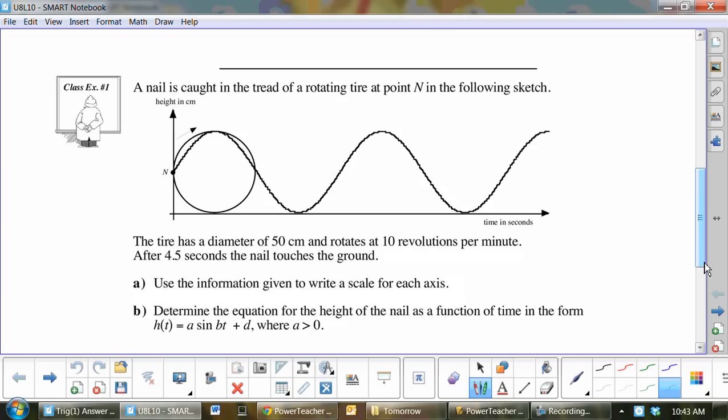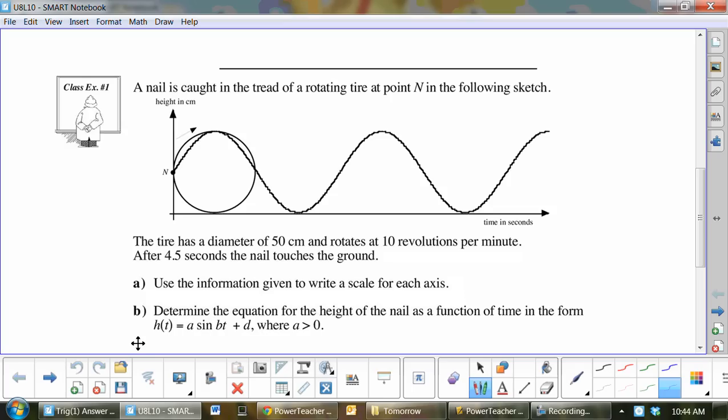So here is a tire, okay, and it has a nail in it, and every time it's just going around and around. If you've ever had a rock in your tire and you're going kind of slow, you'll hear it go tick, tick, tick, tick every time. Okay? That's what we're talking about here. Same thing. Picked up a nail and it's going tick, tick, tick every time. And we have to find out the entire equation for this.